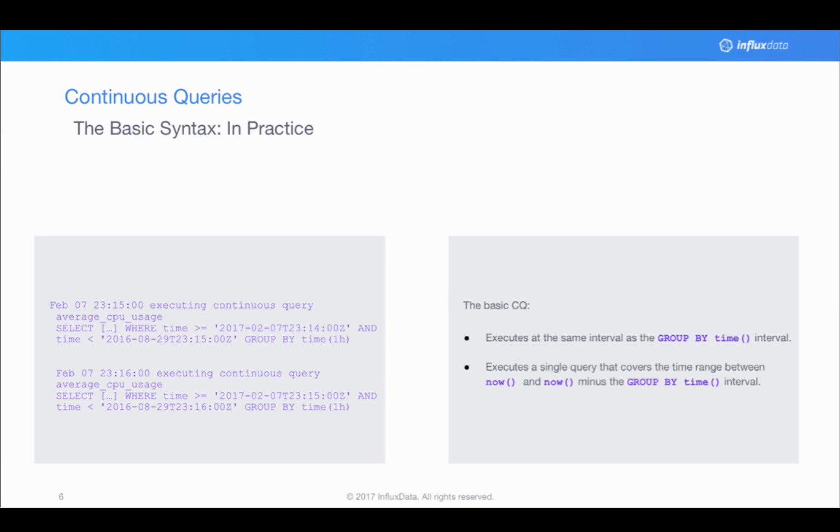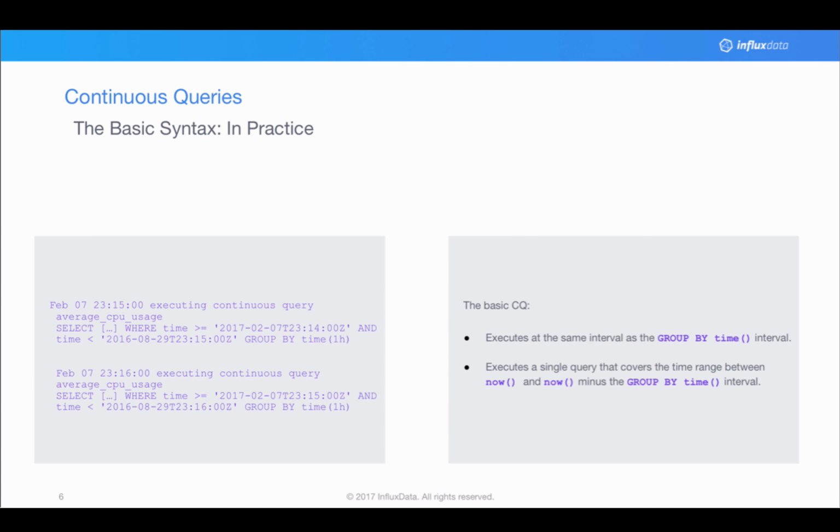So here's what you're going to see in the logs when that runs. You can see down there it spits out the full query, and it says it's executing the continuous query. It gives the name as well. As I noted before, it executes at the same interval as the group by time interval, and it executes a single query that covers the time range between now and now minus the group by time interval. So just that most recent data.